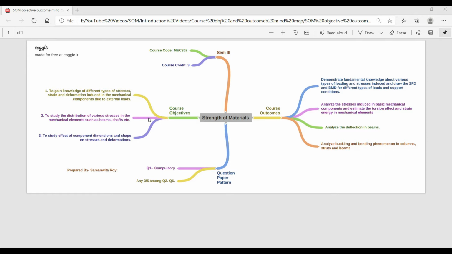Now let's go to the outcomes of this course, because this is the most important part. When you are studying something with some aim in mind, you need to get some outcomes, only then is the study going to be successful. So let's go for the first one. Demonstrate fundamental knowledge about various types of loading and stresses induced, and draw the SFD and BMD for different types of loads and support conditions.